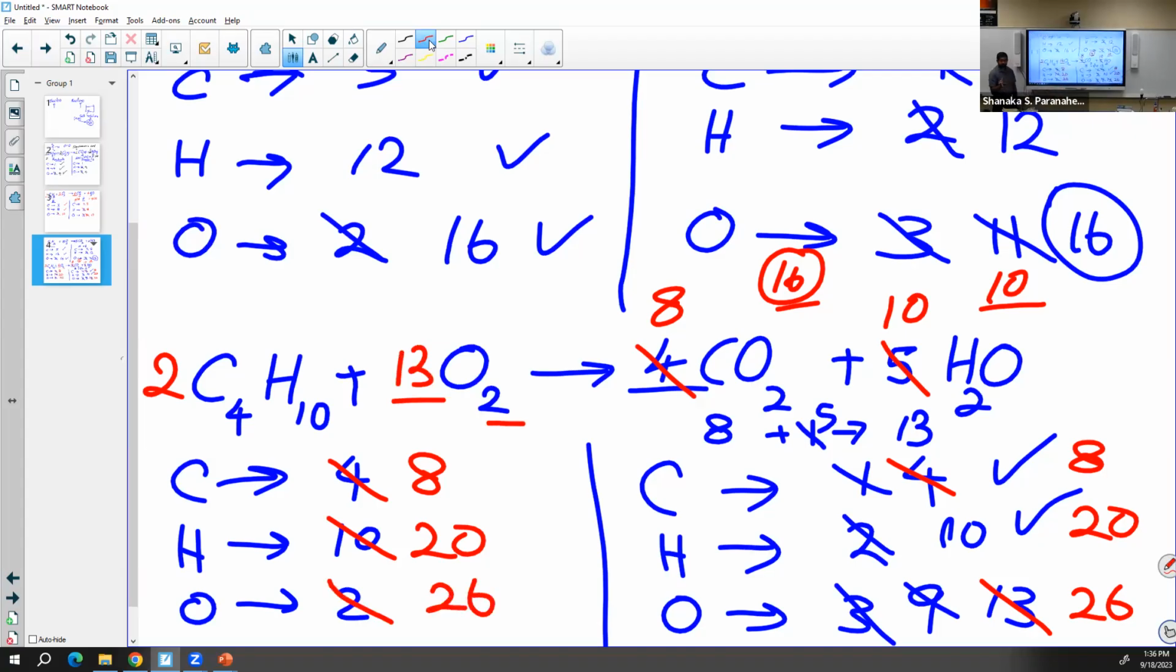So when you have a situation like an odd and even count on both sides of the reaction, sometimes we have to make it even and even. Sometimes it's going to be odd and odd. Okay, so most of the time it's going to be even and even. When you have a situation like odd and even count.